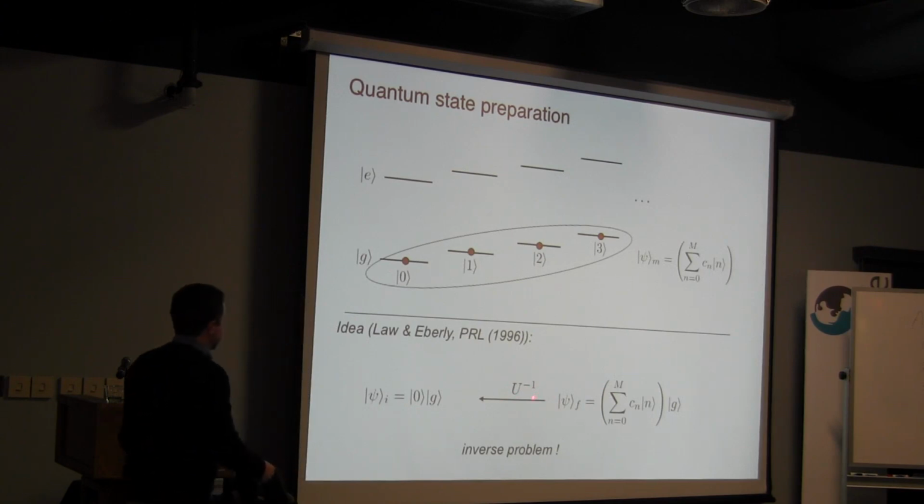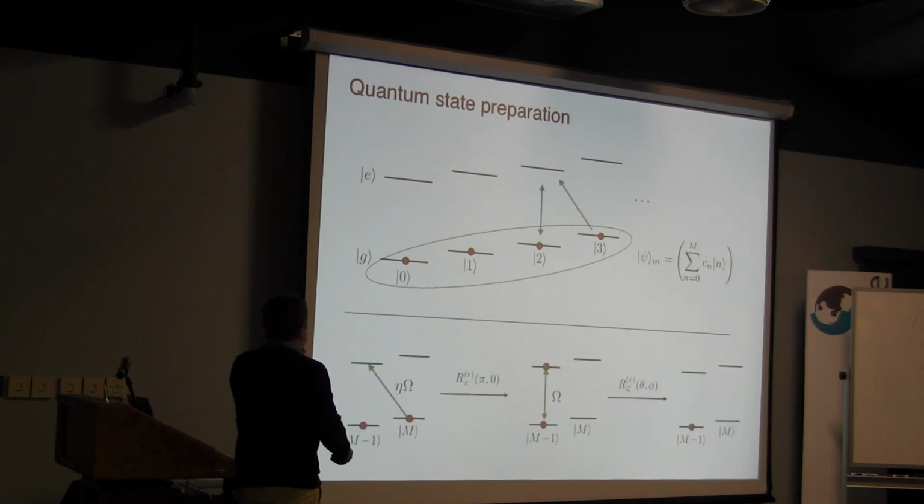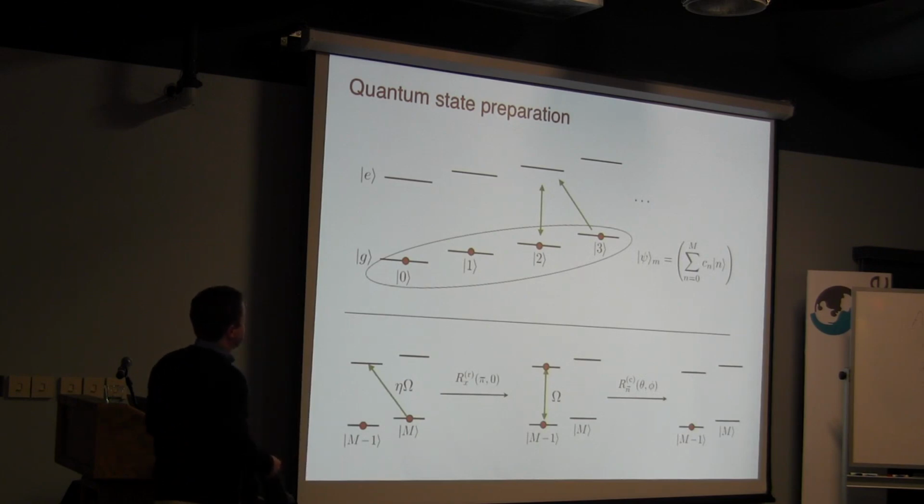And of course, then the question is, is this any simpler than the other problem? Okay, it's just the reverse operation. And to see that this really helps, let's focus first on a superposition up to a certain level m. And let's look at the first step. I take this last piece of population in this state, and I can always apply a red sideband pulse, a simple pi pulse, to flip all the population up there and go to this state.